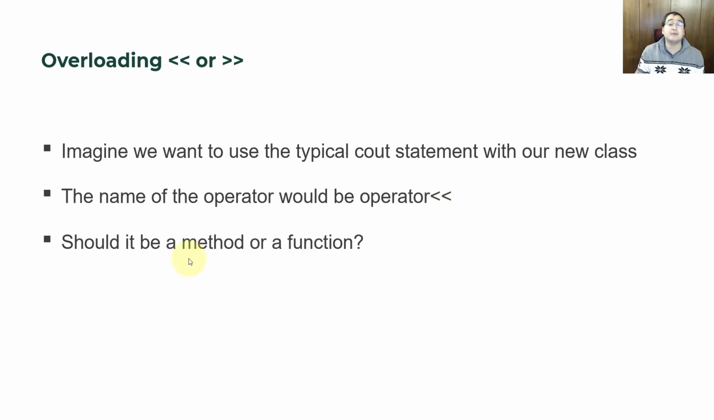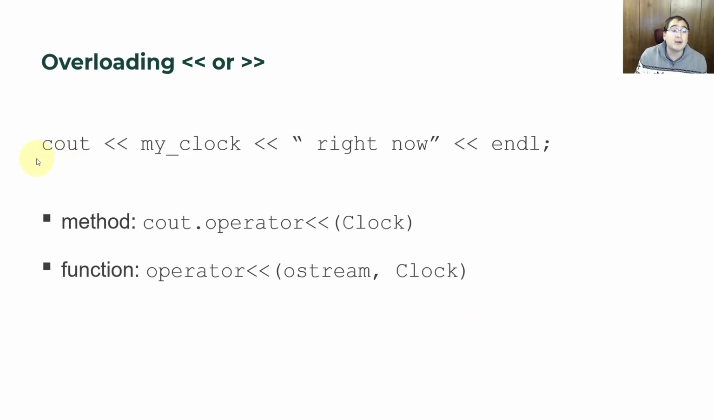And the question is, should this be a method or a function? And if you paid attention to the last slide, these IO operations, these are functions. So what would this look like? Well, I want this behavior. I want to be able to say cout less than my clock less than, and just be able to use it when outputting to a stream. Now, if this operator was a method, you would say cout.operator less than, and you'd pass in your clock. If this was a function, you would say operator less than, and you would take two things, the left-hand side, which is an output stream, and the right-hand side, which is a clock.